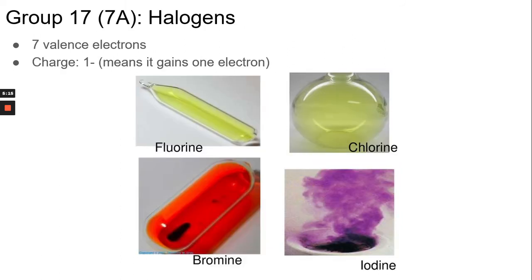Group 17 or 7A are called the halogens. They have 7 valence electrons, which means they need to gain 1 electron to become stable, so they form a -1 charge.